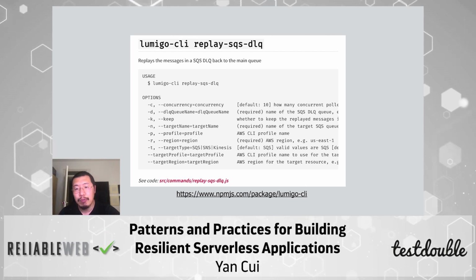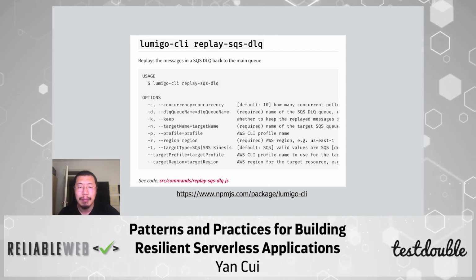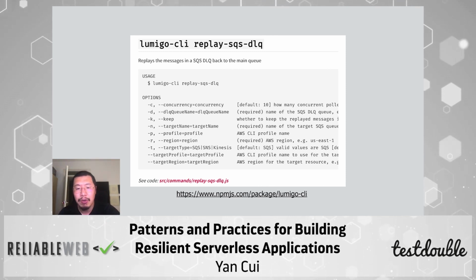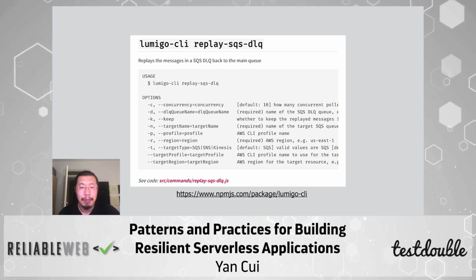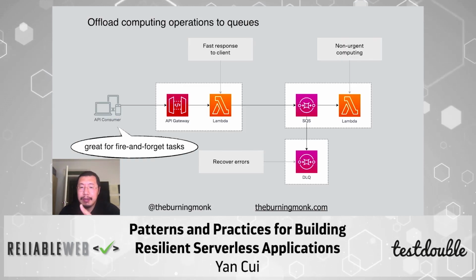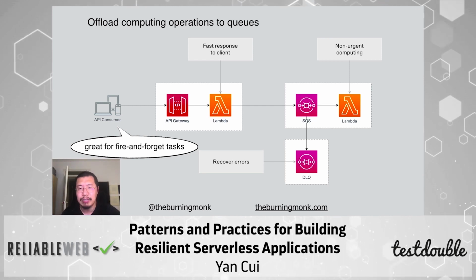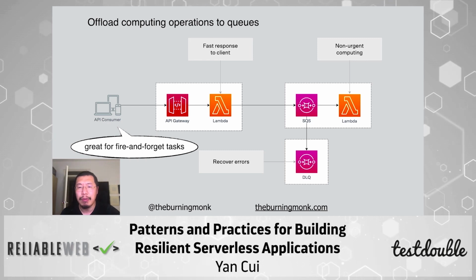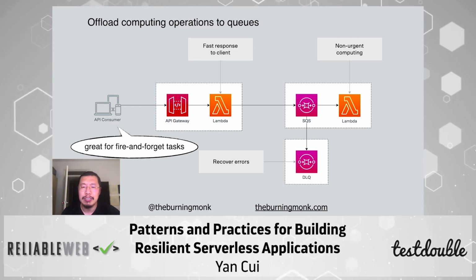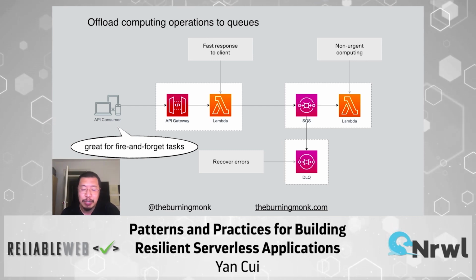To do that, you can use the Lumigo CLI, which contains a bunch of helpful commands, such as the replay SQS DLQ command that lets you replay messages from an SQS dead letter queue back to some other main queue, or if you want to forward messages to an SNS topic instead, or a Kinesis stream, you can do that using the same command. So this pattern of offloading tasks to some background queue and then processing them out of band is great for fire and forget tasks, where the caller doesn't do anything with the response, and it just needs some kind of acknowledgement that the task has been received and will be processed in the background potentially.